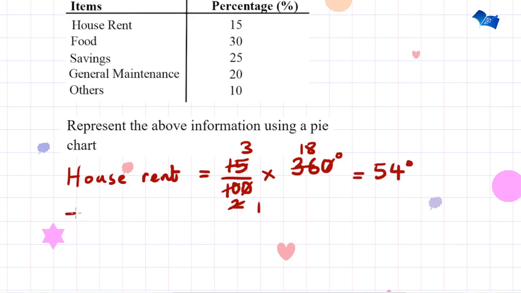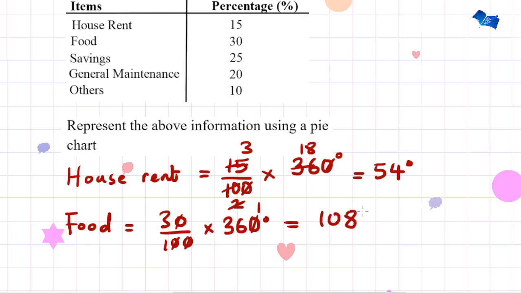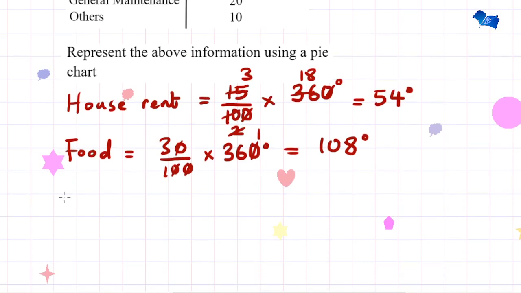Quickly, let's get the others. Food, that is 30% times 360 degrees. 0 cancels 0, this 0 cancels this 0. 3 times 36 is 108. So 108 degrees is the sectoral angle for food.